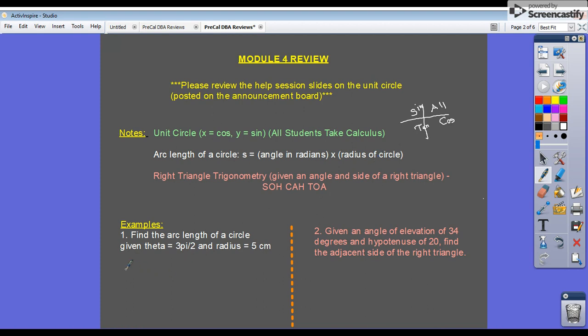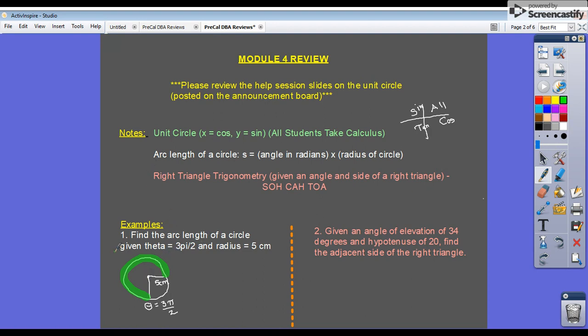Looking at the first example, you're going to find the arc length of the circle given theta equals 3 pi over 2 with the radius of 5 centimeters. So I'm going to draw out a circle. Say it has 5 centimeters and it has an angle of 3 pi over 2, which is down here. Theta equals 3 pi over 2. So what I'm actually finding is the arc length, which means the distance from here, 0, which is where we always start, all the way to 3 pi over 2 of this circle. So that would be the value of S.